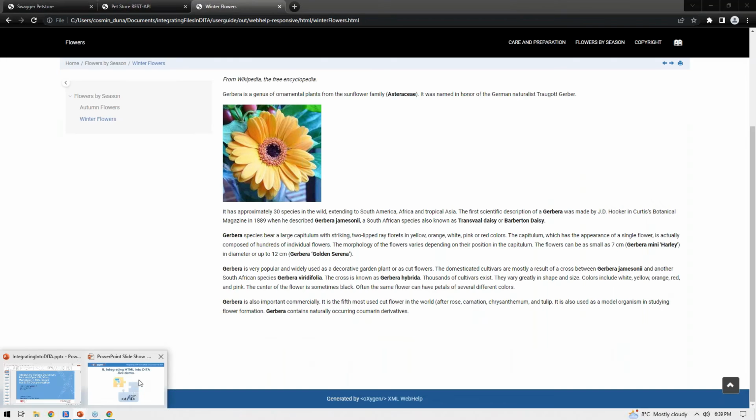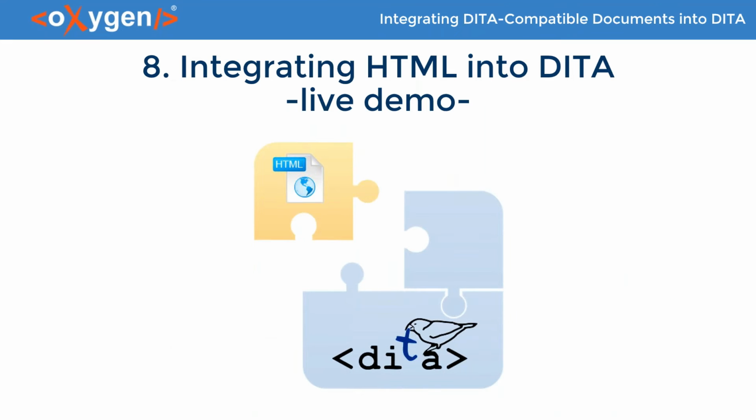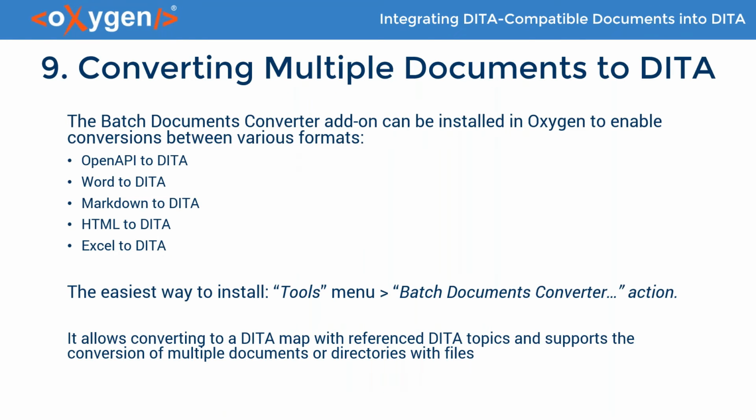Now let's go back to the presentation slides. Usually, in most cases, you will not want to integrate documents. You will want to migrate your content to DITA. The Batch Documents Converter add-on is a powerful tool that will help in the migration process. It provides conversions from OpenAPI, Microsoft Word, Markdown, HTML, and Microsoft Excel to DITA and others.